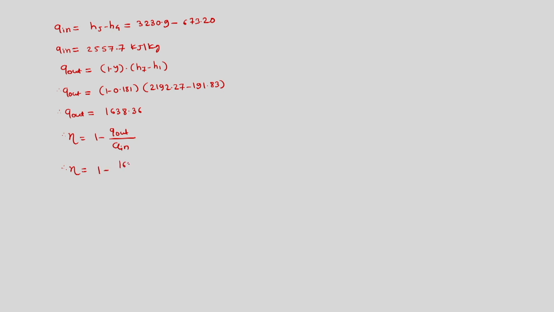So we can say efficiency is equal to 1 minus Q out upon Q in. So 1 minus 1638.36 kilojoule per kg divided by 2557.7. So this gives us efficiency as 30.9 percent, and this has helped us in finding out the parameters which were asked, like mass fraction and efficiency of the cycle. So we will move to the next example.